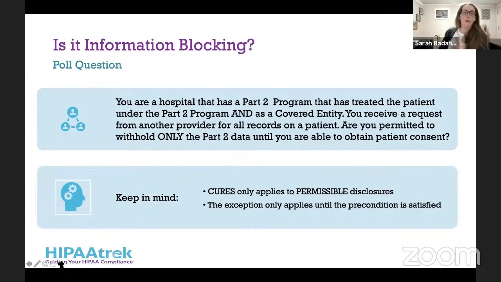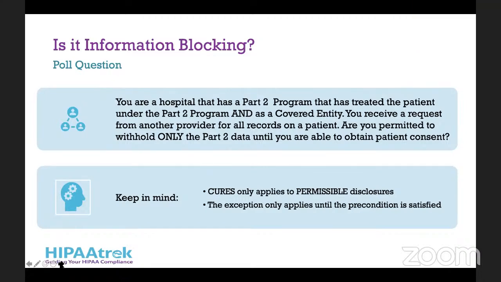Yep. So if you are a hospital that has a Part 2 program that has treated the patient under the Part 2 program and as a covered entity, and you receive a request from another provider for all the records on a patient, are you permitted to withhold only the Part 2 data until you're able to obtain patient consent? Keep in mind that Cures only applies to permissible disclosures, and the exception only applies until the precondition is satisfied. So can you launch this poll, Bethany? Yes, the poll is launched.